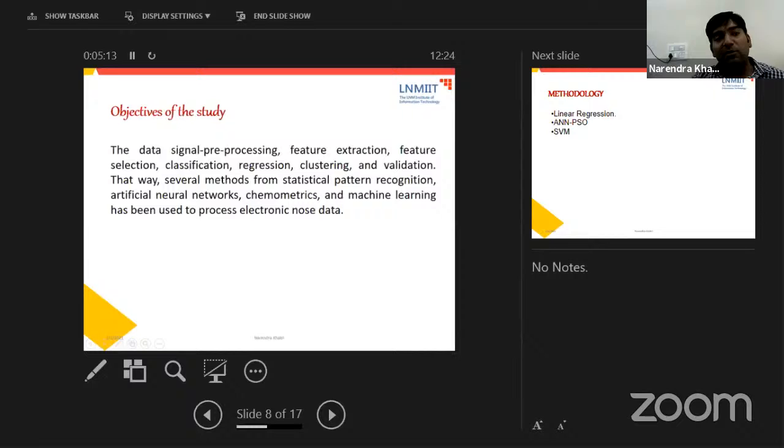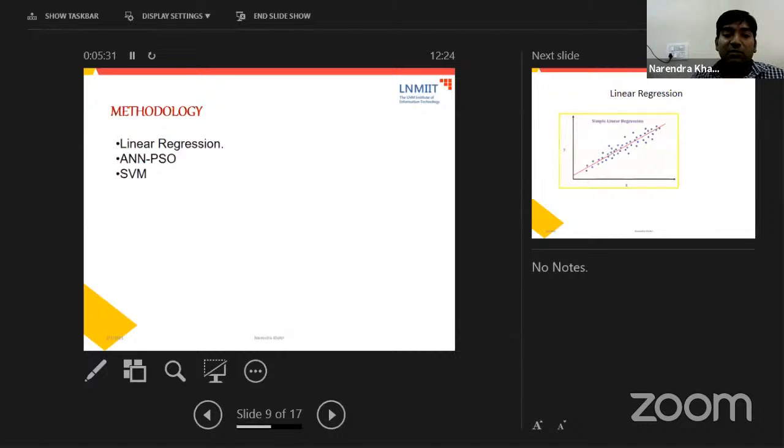The objective of our study is to process the data collected from the artificially intelligent nodes to make intelligent decision support for the wastewater treatment facility. The methodology which we have used is linear regression, then artificial neural network along with particle swarm optimization, and the support vector machine.